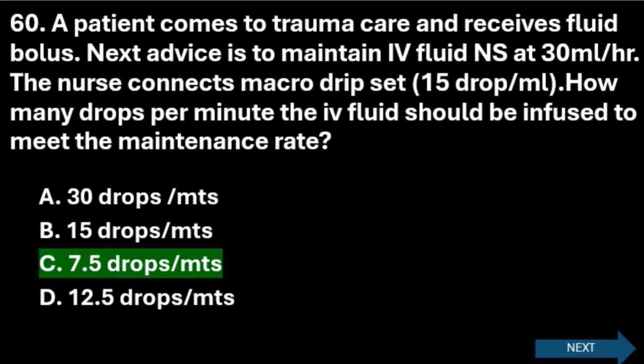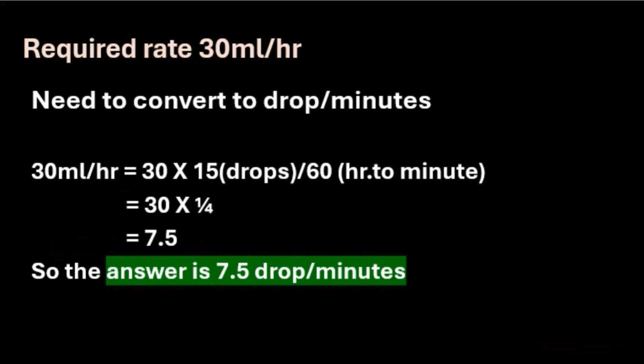The right answer is 7.5 drops per minute. Here you can see the calculation. The required rate is 30 ml per hour. We need to convert to drops per minute. This ml per hour should be transformed to drops per minute. 30 ml per hour is 30 into 15, that is the drops, divided by 60. 60 is the hour to minute conversion. So 30 into 15 by 60 is 1 by 4. So 30 by 4 is 7.5.